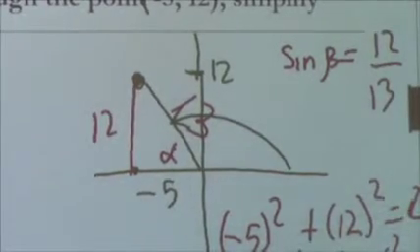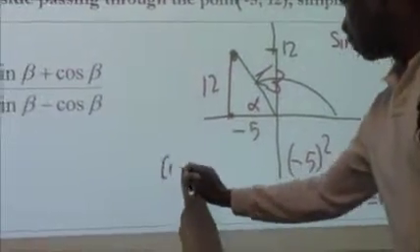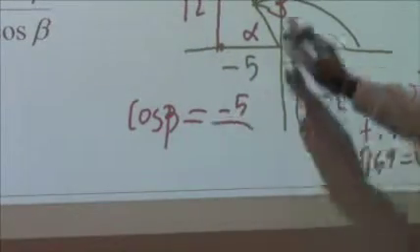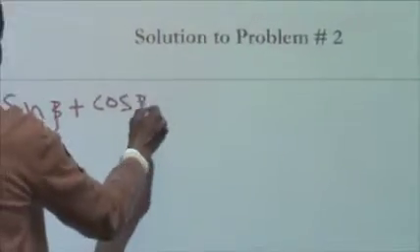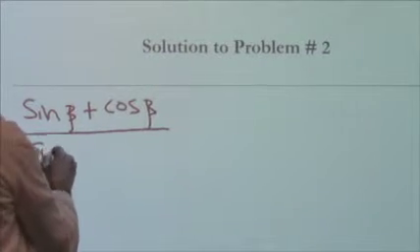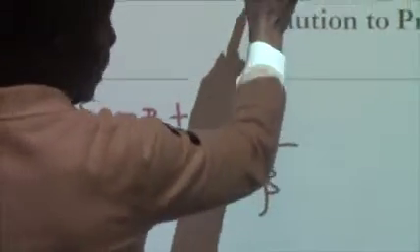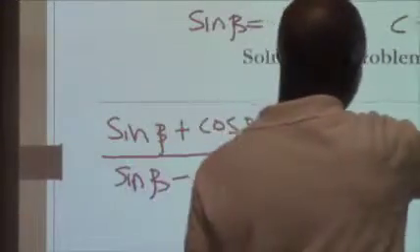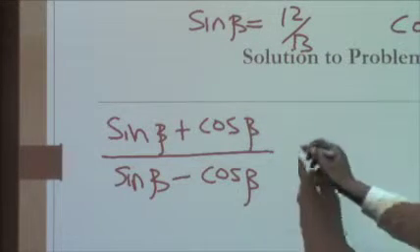Then, to find the cosine, we can clearly see here that the cosine of beta would be equal to the adjacent, which is -5, over the hypotenuse, which is 13. Now, what we know here is that from our earlier computation, we found that sine of beta was equal to 12 over 13, and the cosine of beta was equal to -5 over 13. So we're going to substitute those things in here.